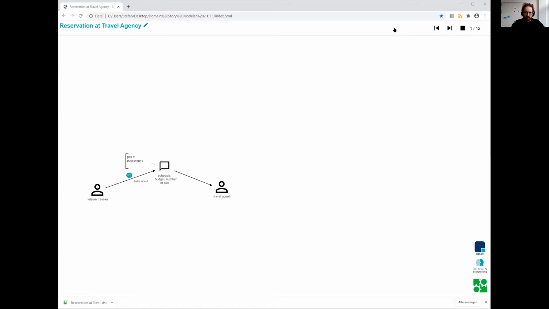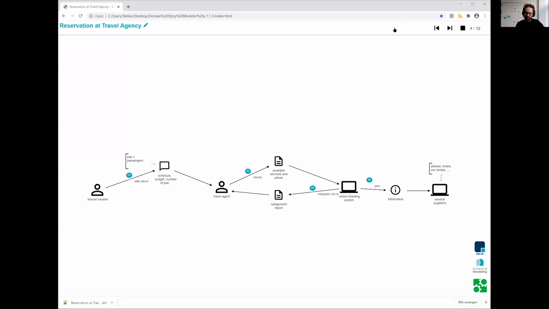So what I've understood is that for the reservation at the travel agency, given that we have a Malaysian traveler who is price sensitive and who comes in person to the travel agency, to the desk, first he talks about the schedule, his budget and the number of passengers with the travel agent, who then checks for available services and prices in an online ticketing system. That ticketing system gets a lot of information from several suppliers like airlines, hotels, car rentals, and so on, and creates a categorized report, which the travel agent then uses to recommend the best suited services to the leisure traveler.